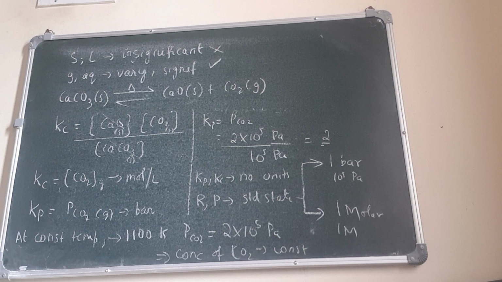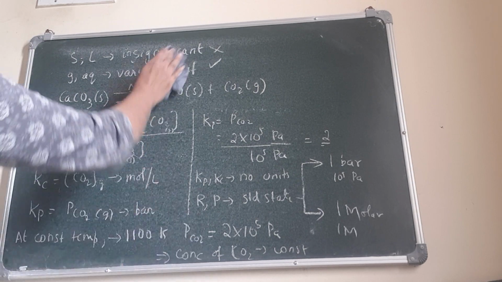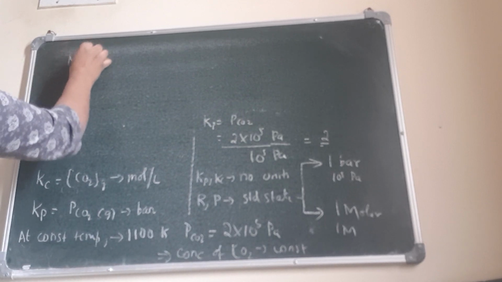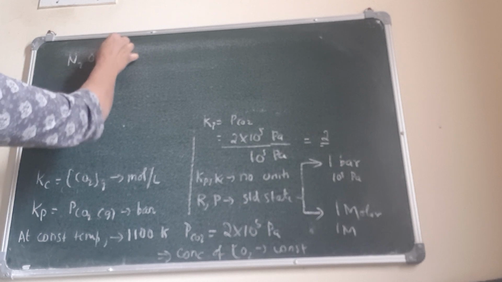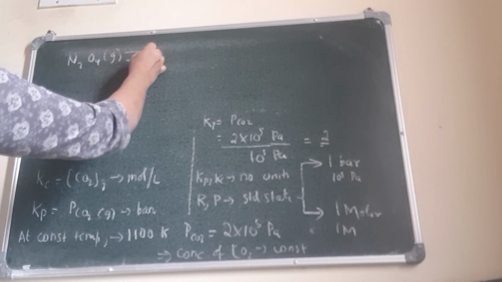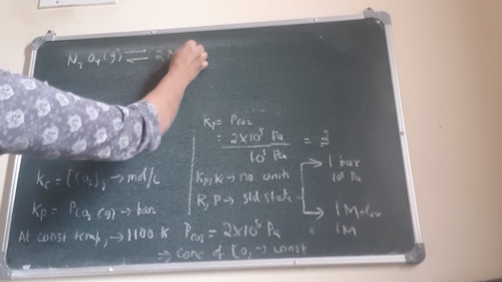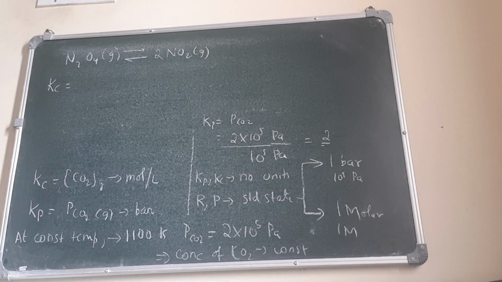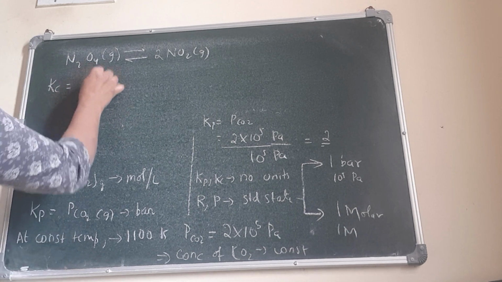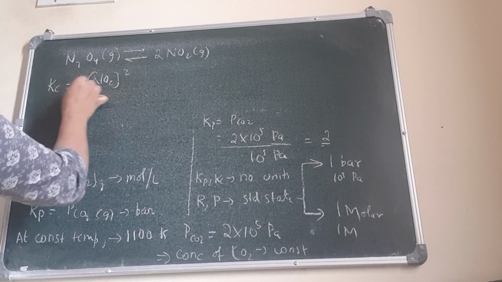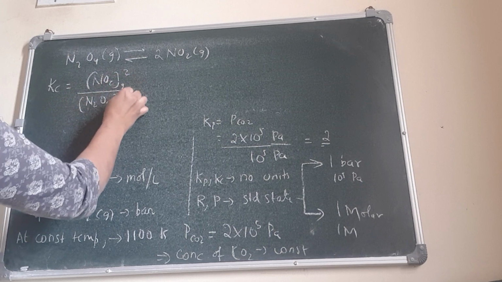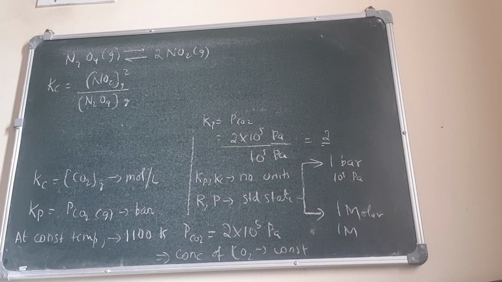Let us say, for example, I'll take one reaction so that you understand this even better. If you have N2O4, which is a gas, and you say that it is in equilibrium with NO2 gas, what will its equilibrium constant be in terms of concentration? It will be NO2 whole power 2 divided by N2O4. Correct? So this is also in gas, this is also in gas, so we cannot ignore anything.